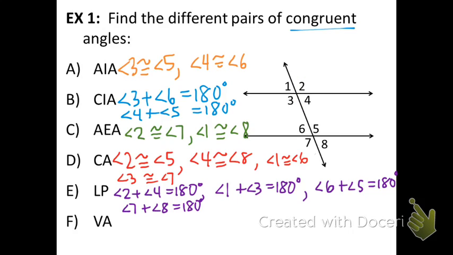The last pair on here are your vertical angles. So remember, our vertical angles make an X. So angle 1 would be congruent to angle 4. Angle 2 would be congruent to angle 3. And then at the bottom, we have angle 6, oh, you can't see that, sorry. Angle 6 is congruent to angle 8, and then our last one, angle 5, is congruent to angle 7.